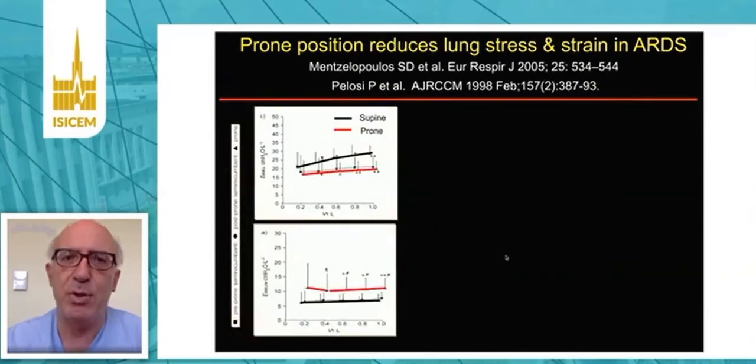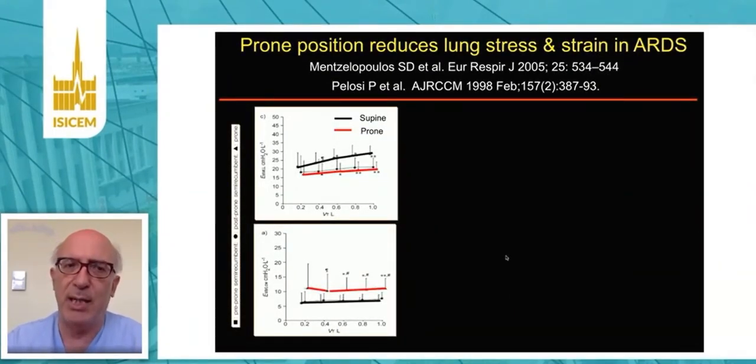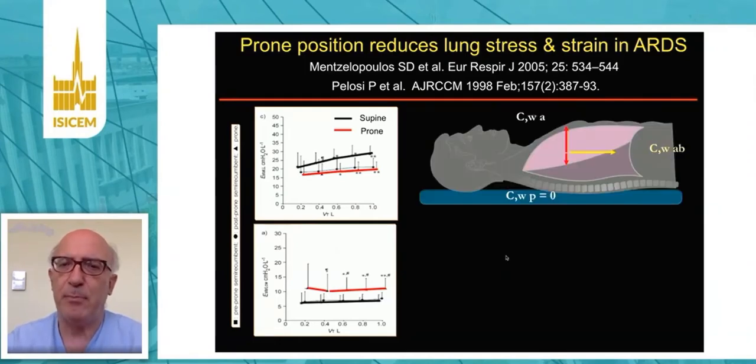Prone position reduces lung stress and strain in ARDS. As shown here, the elastance of the lung in prone position is lower as compared to supine position, black in supine and red in prone, and this is mainly due to changes in the elastance of the chest wall. We developed a model suggesting that in supine position, the ventilation is more distributed in the non-dependent part of the lung and partially distributed towards the abdomen.